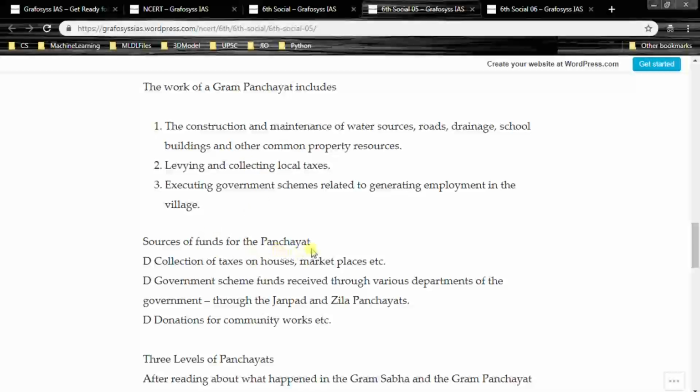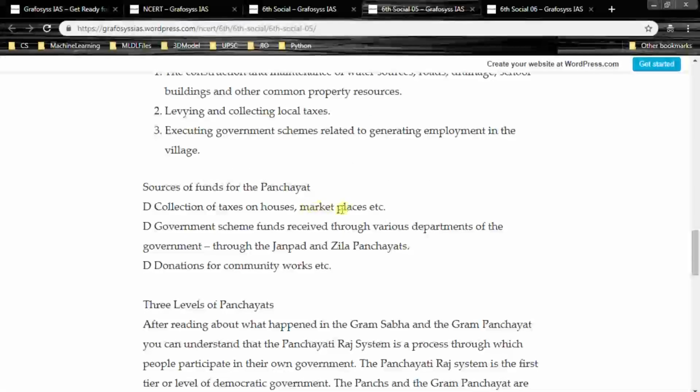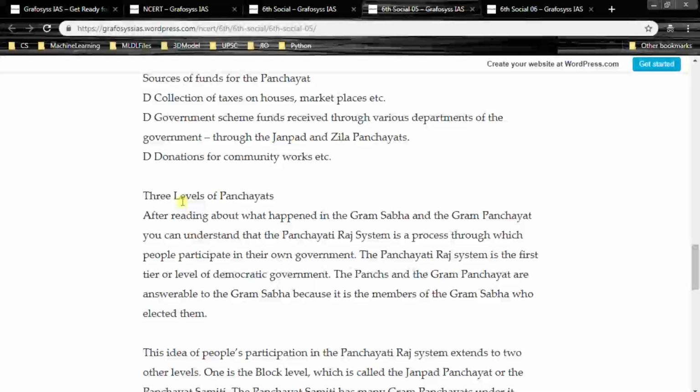Sources of funds for the Gram Panchayat: collection of taxes on houses, marketplaces, etc. So they will collect all kinds of taxes. There are also specific rules for that. Government scheme funds received through various departments of the government, through the Janpad and Jilla Panchayats. So they receive several funds from Janpad and Jilla Panchayats. Those are government scheme funds. Donations for community works, etc.